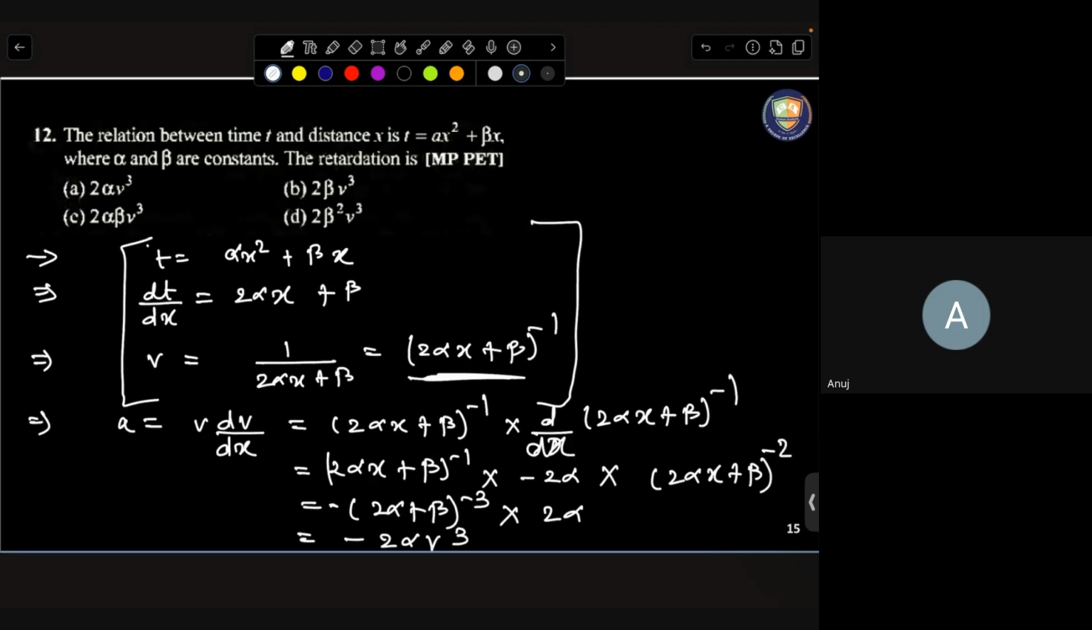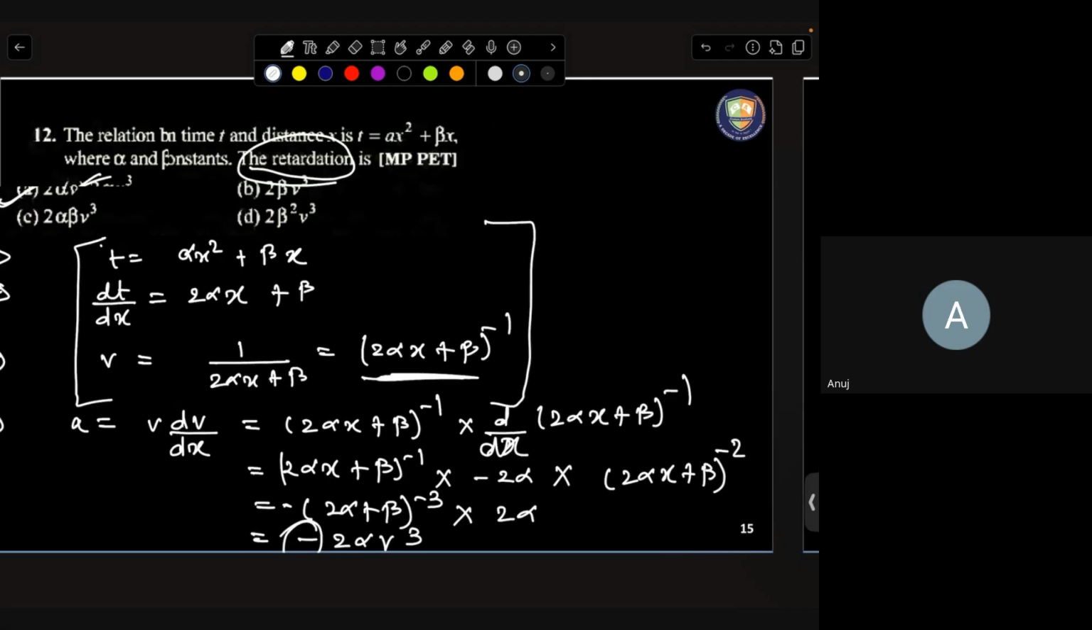And they are asking about the retardation, so the negative sign you can remove. So this will be the answer. Correct? Okay. Let's see the next question.